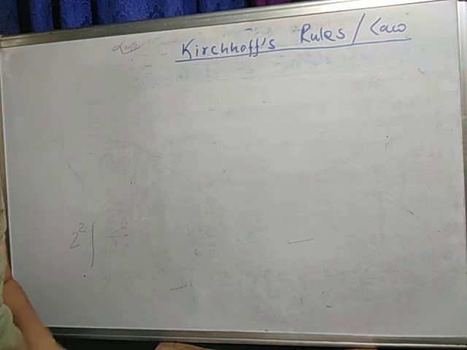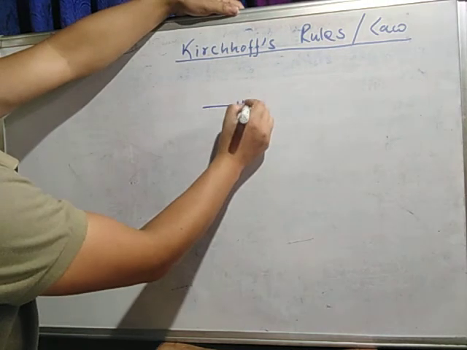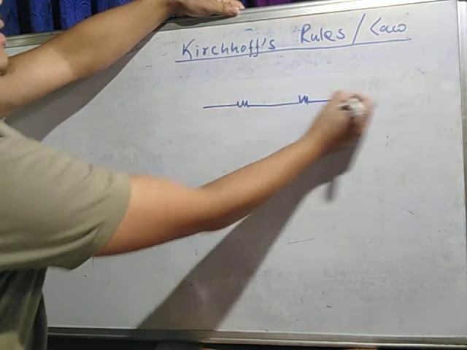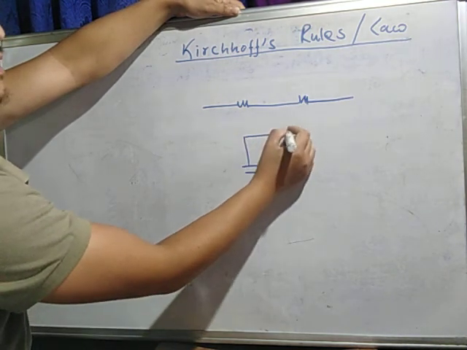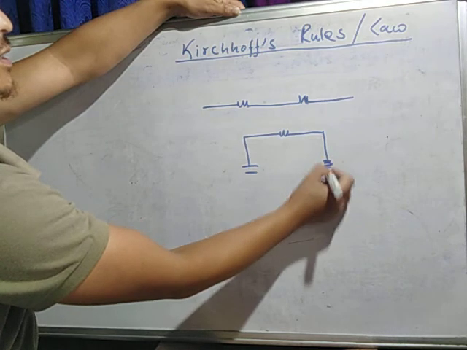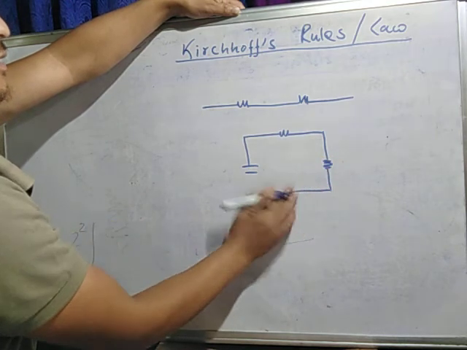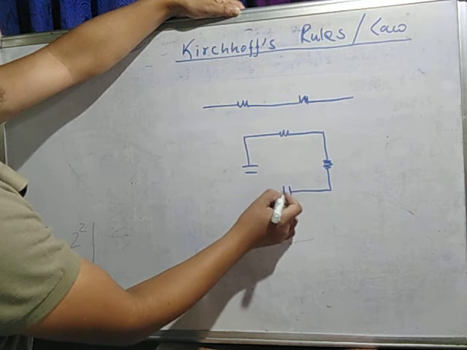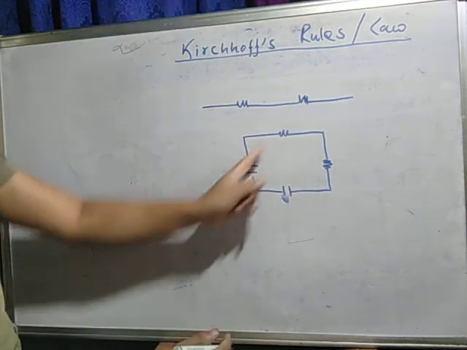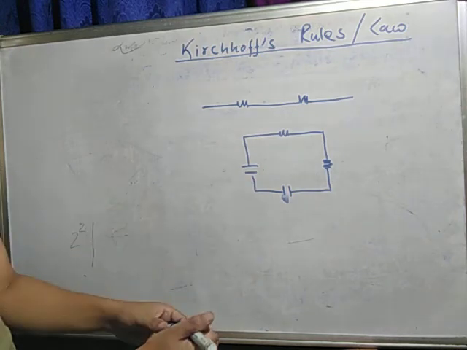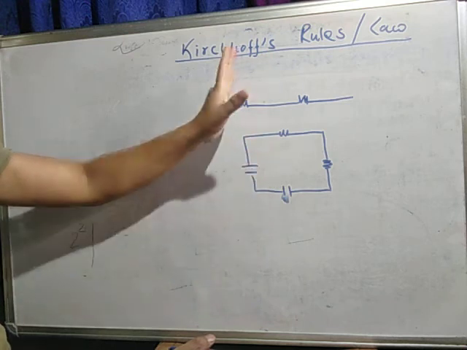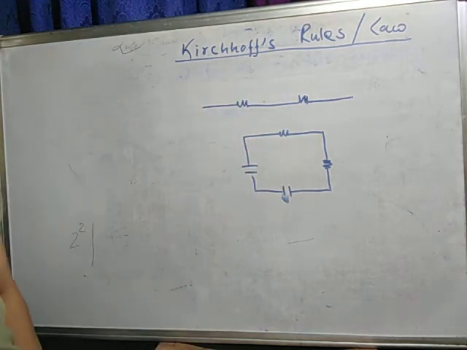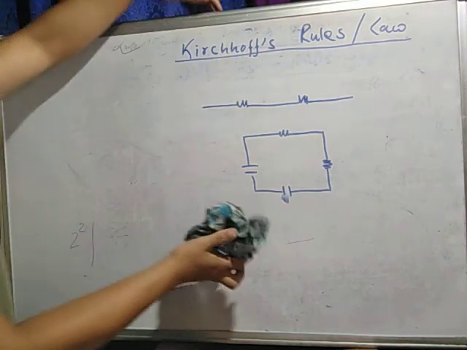There are two rules in Kirchhoff's. Kirchhoff mentioned two rules. Why did he mention them? Because you know how to find the resistance of this type of connection. But if there is a cell, resistance, cell, and resistance, then you cannot find the current through this particular circuit. To solve this type of circuit, we have Kirchhoff's rules. Just listen, then you'll understand.